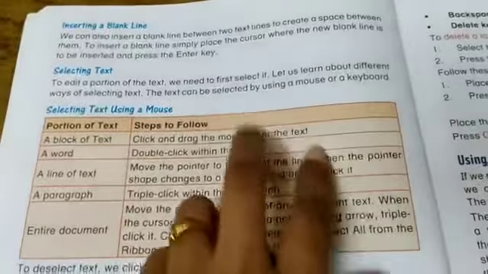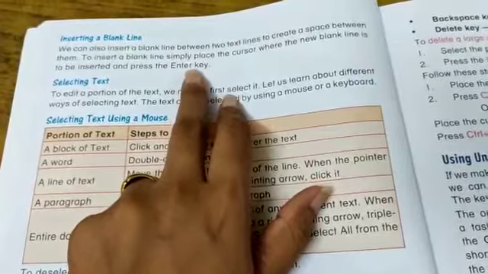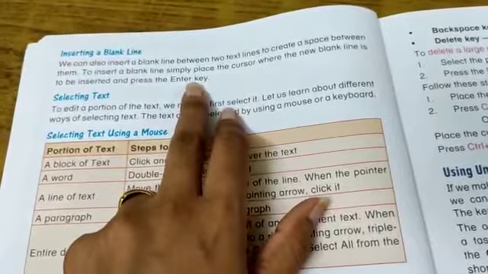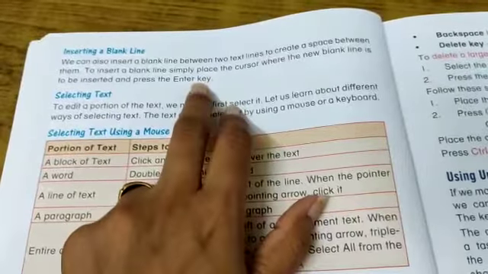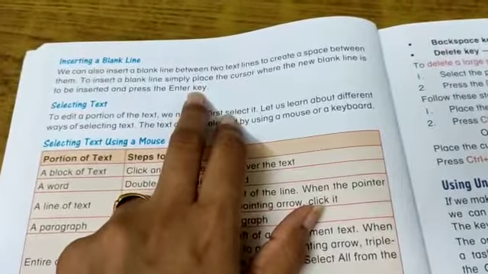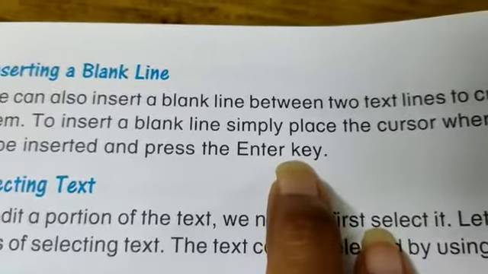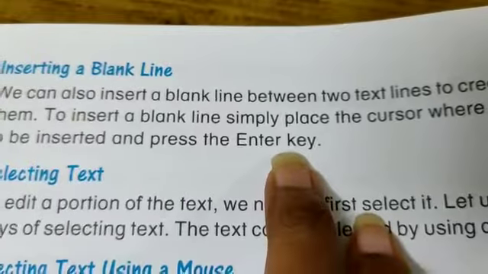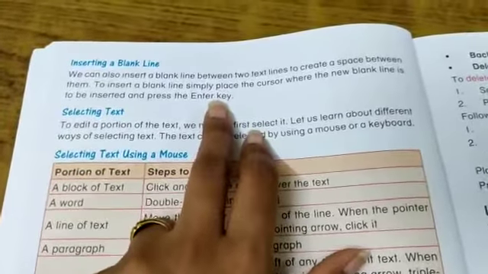Now what will you do? Suppose in between these two words you want to put a line. Then what will you do? Here it is written, to insert a blank line, simply place the cursor in between, where the new blank line is to be inserted, and press the enter key. See here, in between both the words, if you want a line, you will put the cursor over there and then press enter. Automatically a line will come there. So this is how we do inserting a blank line.